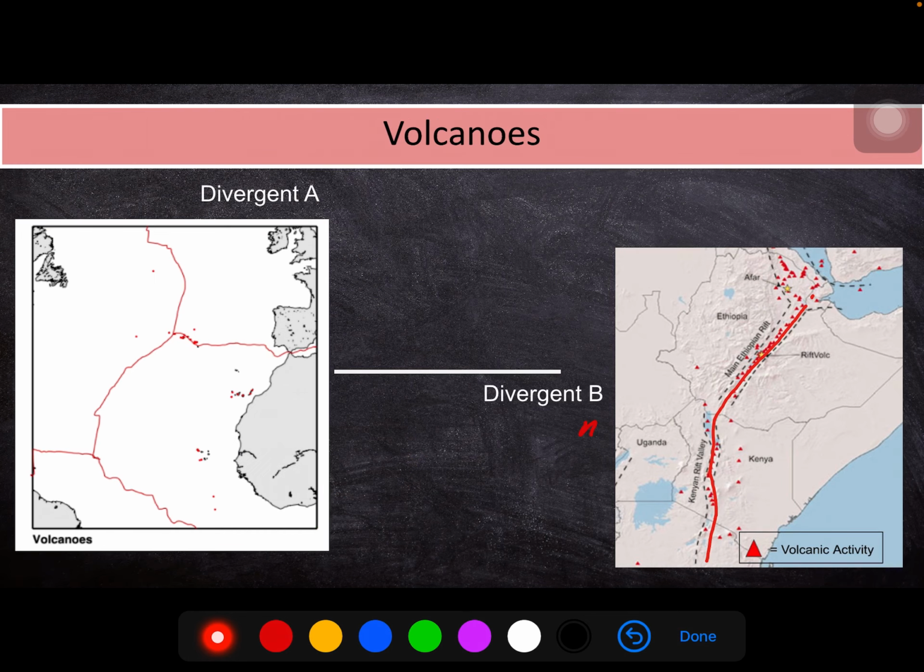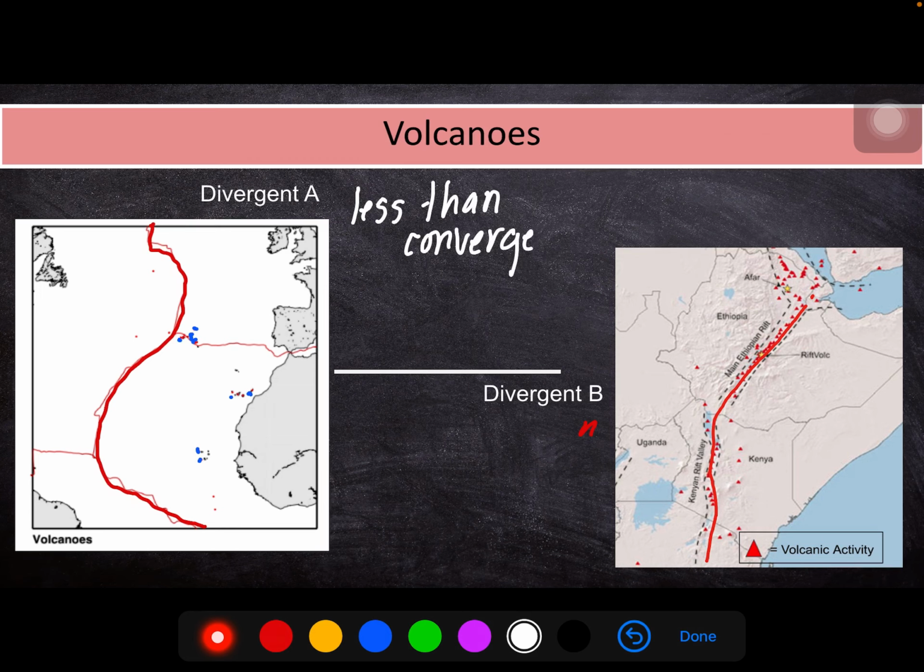Our final map is looking at volcanoes. We can see again our plate boundary running right down the middle, and at first look there's not a whole lot there, but we do see a few scattered around. Again, we have less than convergent, but we really don't have enough to designate a constant theme. So we're just going to simply say a few on and a few off.